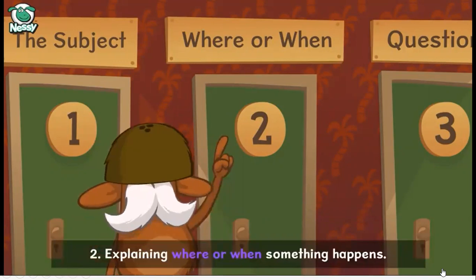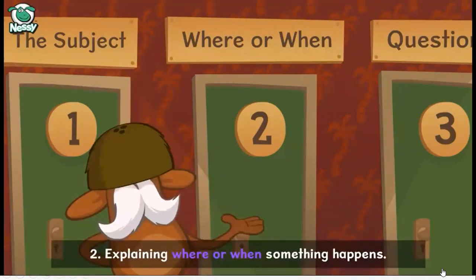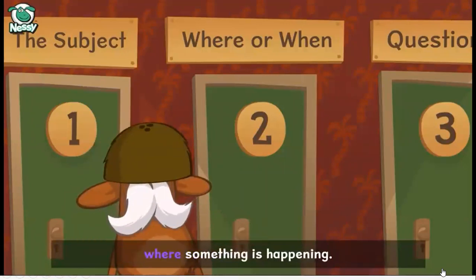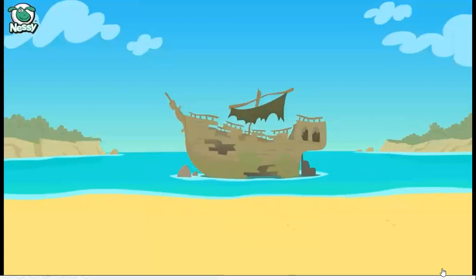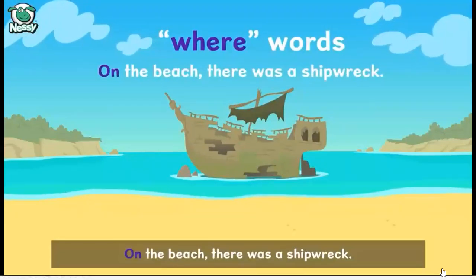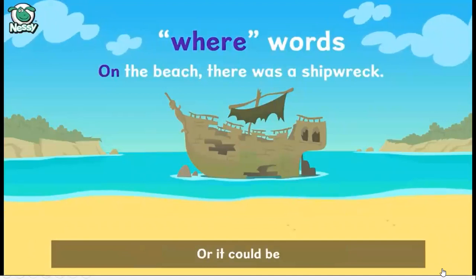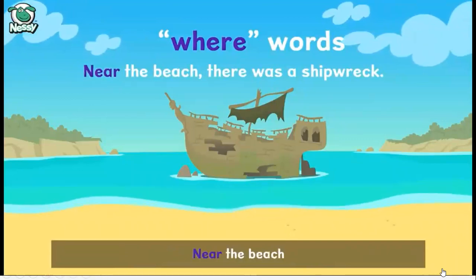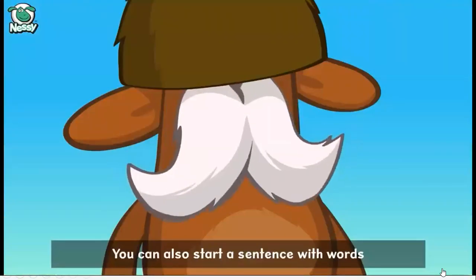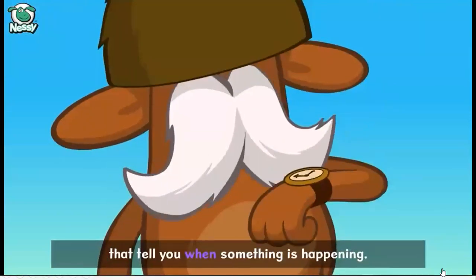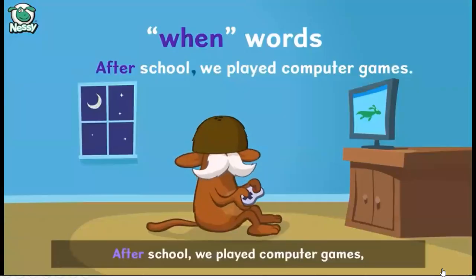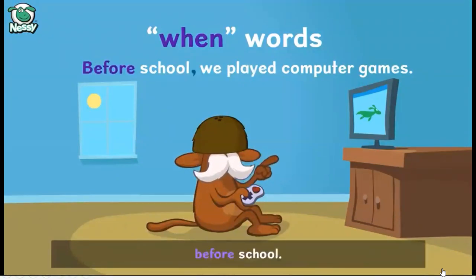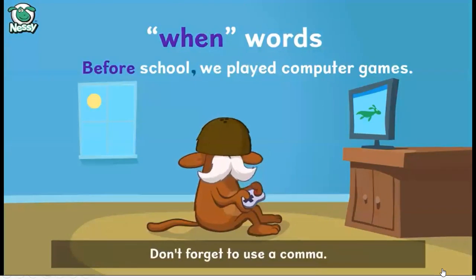Number 2, explaining where or when something happens. You can start a sentence with words that tell you where something is happening. On the beach, there was a shipwreck. Or it could be beside the beach, by the beach, near the beach. You can also start a sentence with words that tell you when something is happening. After school, we played computer games. Or it could be before school. Don't forget to use a comma.